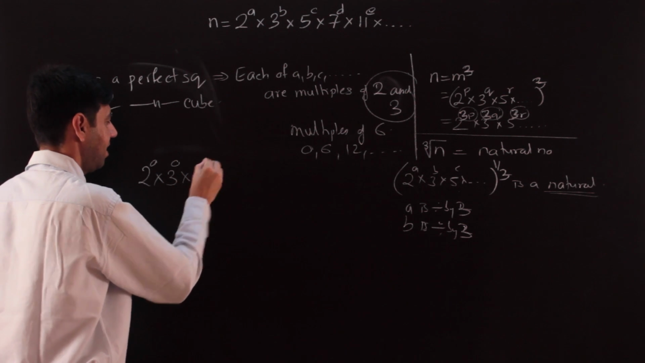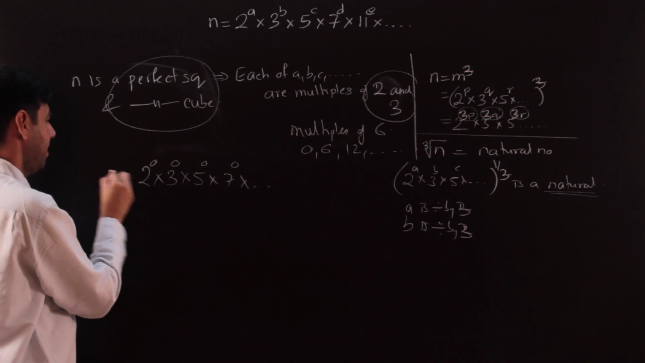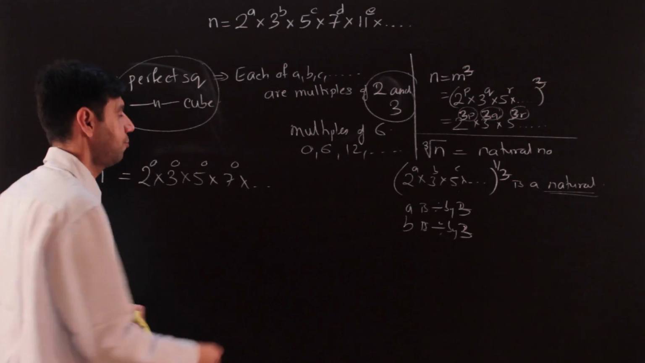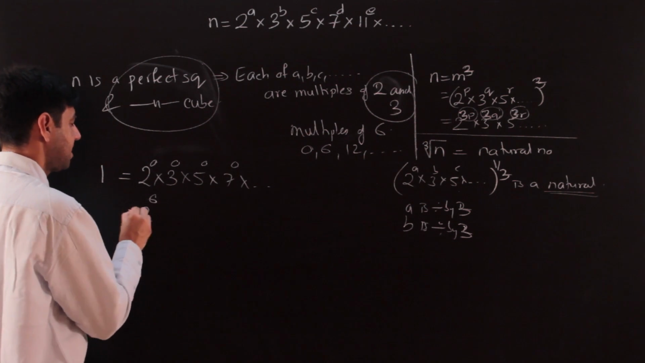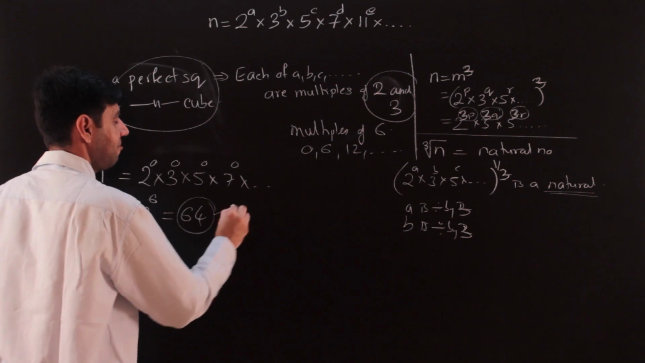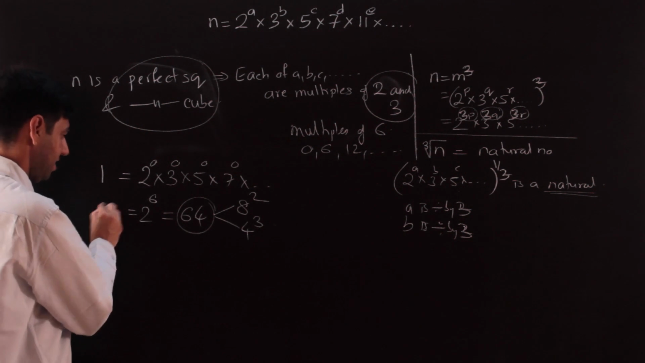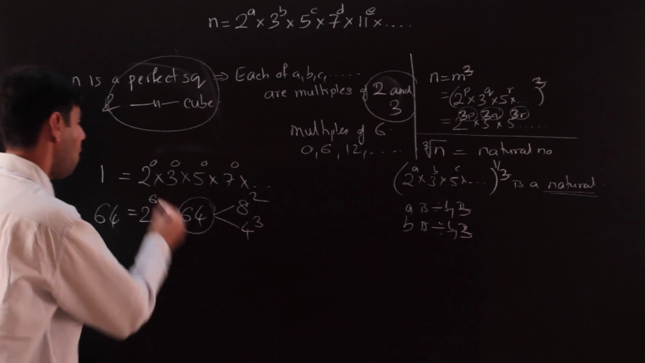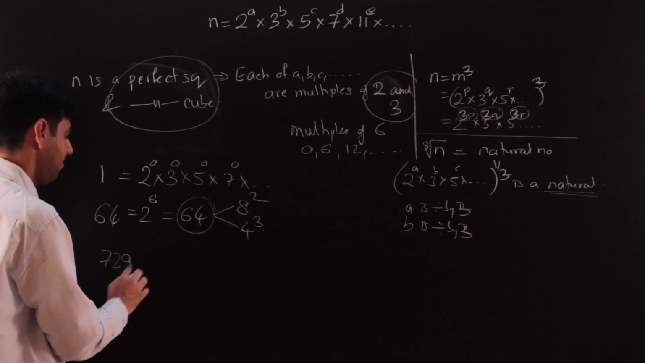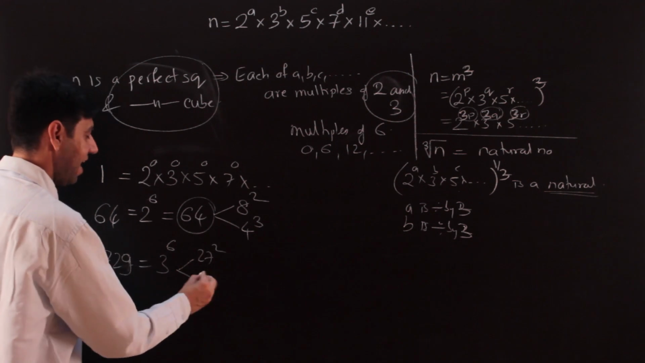So some of the first few natural numbers which are a perfect square and a perfect cube: the first is 1. When all the indexes are 0, 1 is a square of 1 as also a cube of 1. Or it is 2 raised to 6, which if you remember is 64. 64 is a perfect square and is also a perfect cube. So this is your second number. Or else it's going to be 3 raised to 6, which is 729. 729 is 27 square, and also 9 cube.